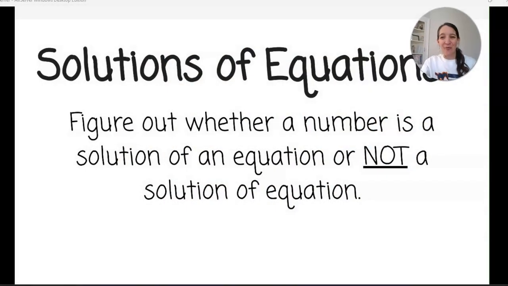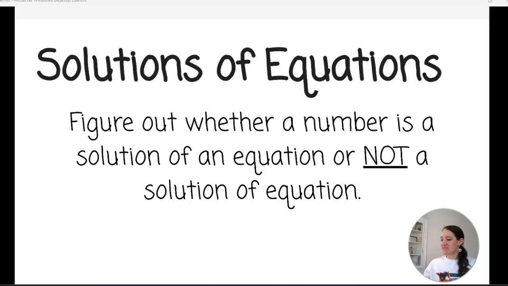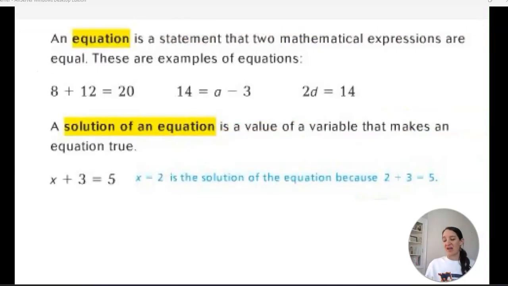Hey, let's do a video today about solutions of equations. Solutions, we know, means answers. And we know that equations are a math sentence, right? So today we're going to figure out whether a number is a solution, or an answer, of an equation, or if it's not the solution, or not the answer.